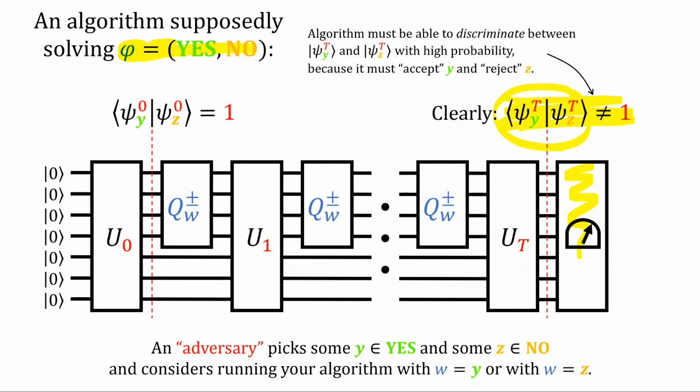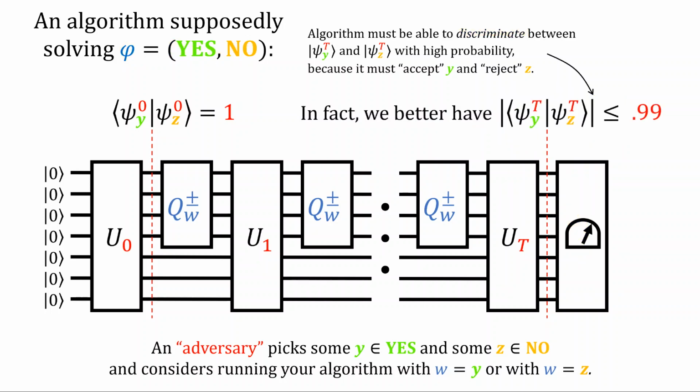So in particular, the algorithm has to be able to discriminate between the quantum state at the end of the algorithm when the input is y versus the quantum state at the end of the algorithm when the input is z, because it has to accept y with probability at least 2/3 and reject z with probability at least 2/3.